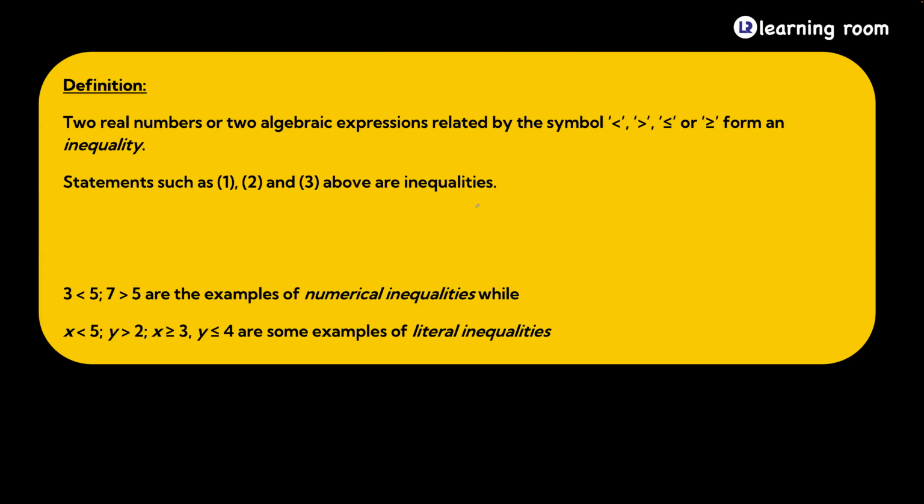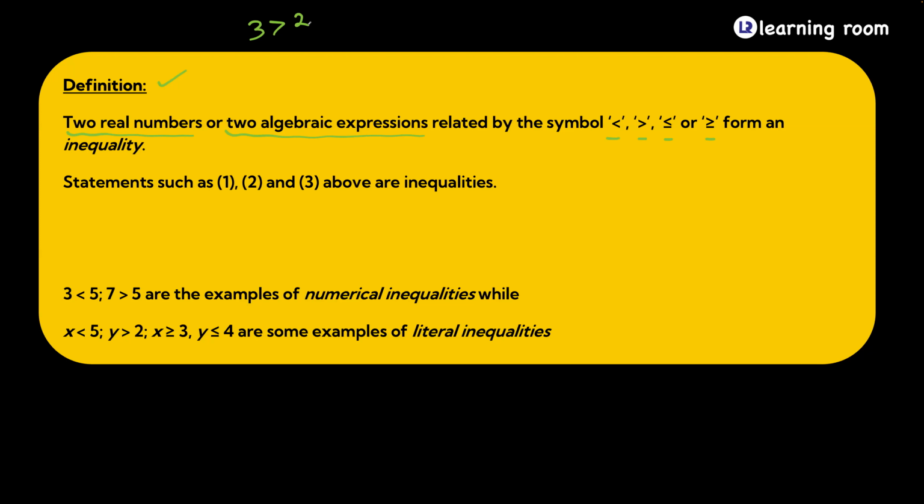Having said that, let us see the definition of linear inequalities. Two real numbers or two algebraic expressions related by the symbols strictly less than, strictly greater than, less than or equal to, greater than or equal to form an inequality. It is not called a linear inequality. Why? Because if real numbers come, you cannot call it linear. For example, 3 is greater than 2. This is what you call an inequality between two real numbers.